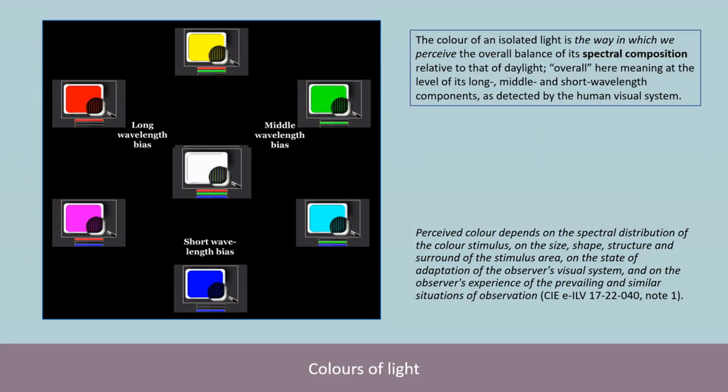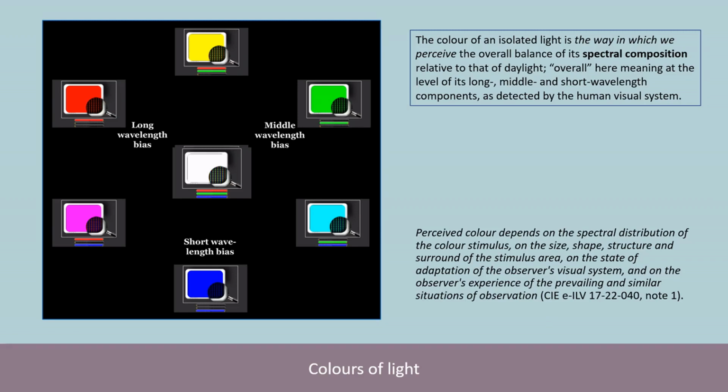It's by means of this combined cone and cone opponent system that we can detect variations in the overall balance of radiant power in relation to a circuit of directions towards long, middle, short, and long and short wavelengths respectively. So we can now elaborate slightly on Newton's discovery that the colour of an isolated light is the way in which we perceive the overall balance of its spectral composition relative to daylight by saying that overall here means at the level of its long, middle and short wavelength components as detected by the human visual system.